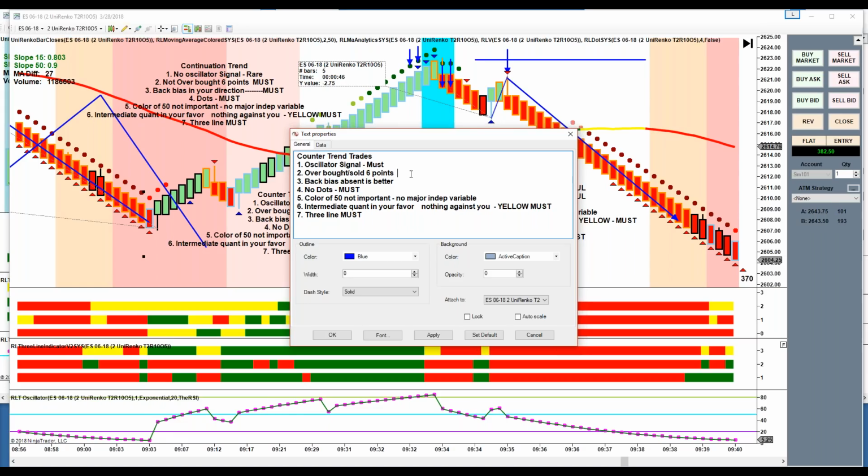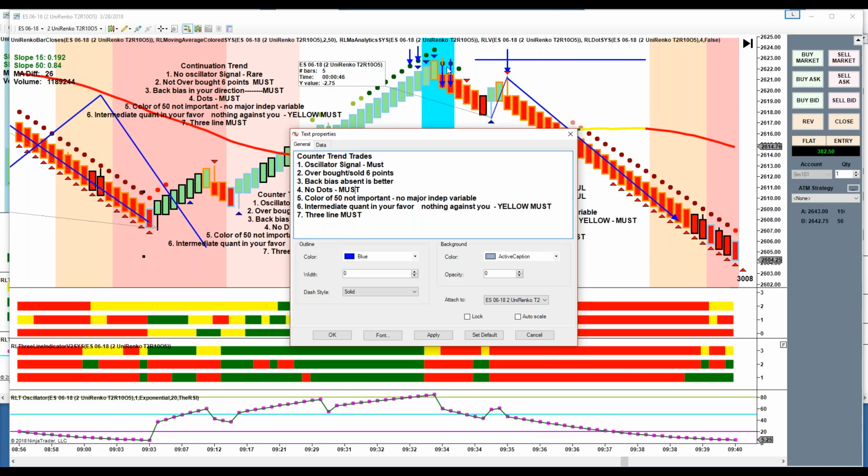The background, the dots, background bias, if it's absent, is better. But you can trade against background bias because it's the nature of the trade. You're trading against the trend. But if you trade against an area where the background bias is absent, you're more likely to get a winner. No, you cannot trade against the dots. If you're taking a short trade sitting above a green and you got green dots above, you're looking for trouble.